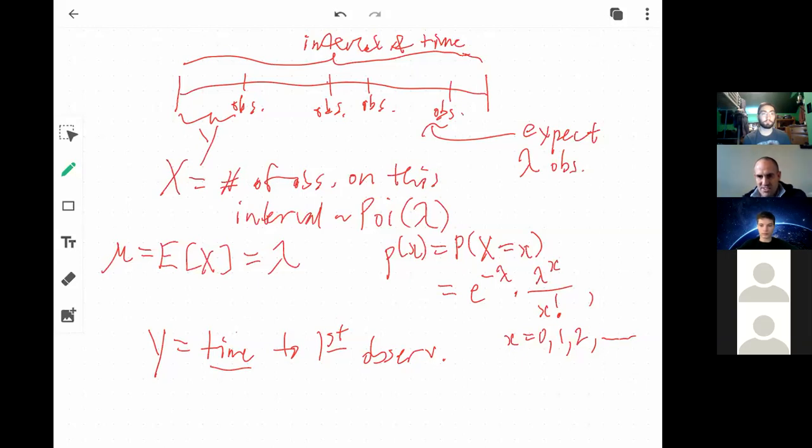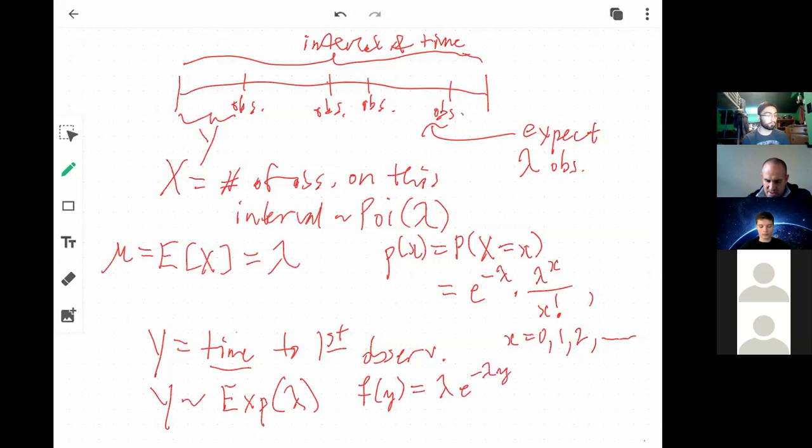Does that make sense? It's the amount of time until the first observation. And Y is going to have the exponential distribution with parameter lambda. And of course, you know, the density f of little y is going to be lambda e to the minus lambda y, and this is for y greater than or equal to 0.